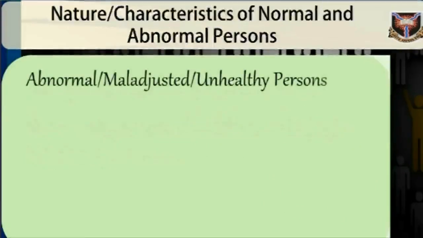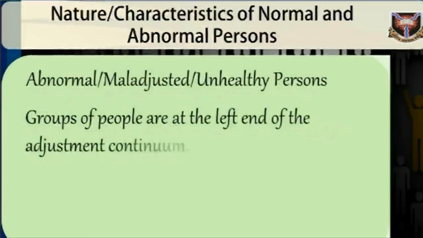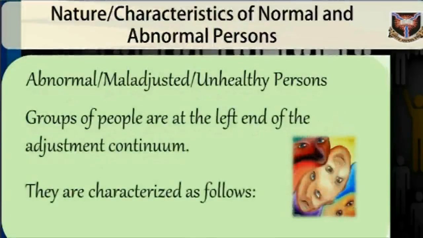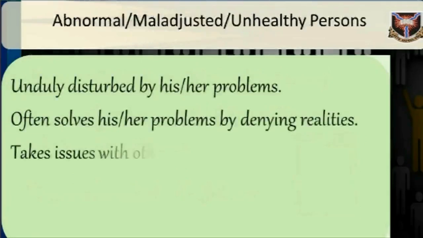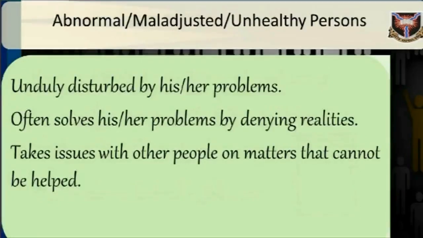Abnormal or maladjusted or unhealthy persons. This group of people are at the left end of the adjustment continuum. They are characterized as follows. 1. The abnormal or maladjusted individual is unduly disturbed by his or her problems. 2. He often solves his or her problems by denying realities. 3.